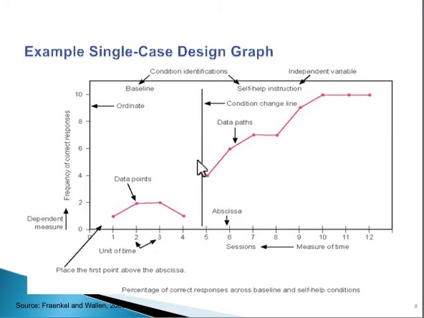And so we see in this example graph, up here we would have the conditions. So the baseline would go here, the independent variable essentially goes here. So we can see that this was the control or baseline condition, and then this was post-intervention. We need to have a change line here, and then we have our data points here. We have our unit of time going across the bottom, and the measurement of the dependent variable listed along here.